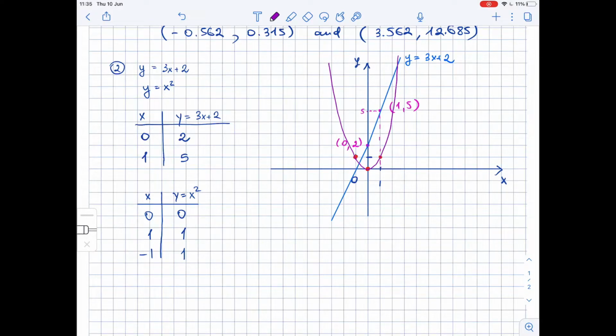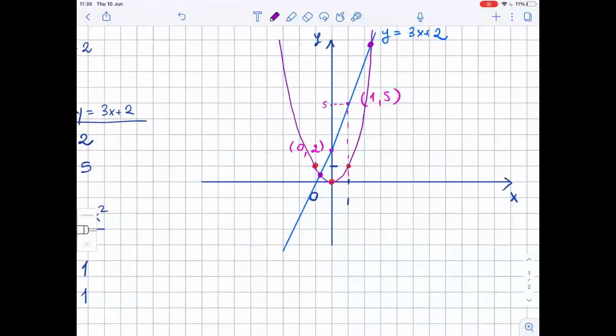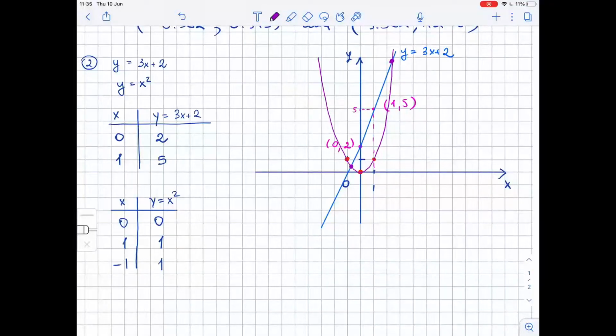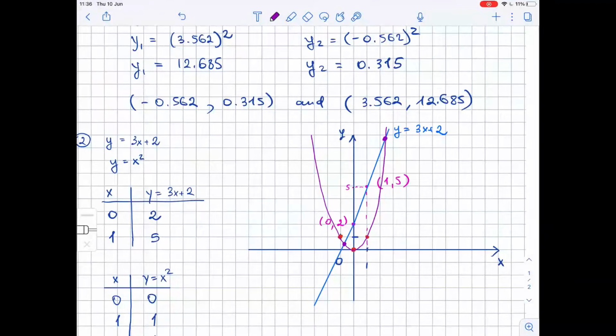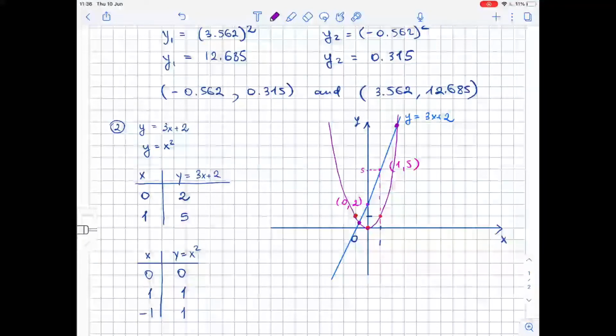To find the solutions graphically, we just need to look at the points of intersection. So we have 2 points of intersection right here and right here. We cannot see the numbers clearly from our graph because the solutions are not integers, but we see that the solutions which we found algebraically correspond to the intersection points on this graph. So the solutions of our system of equations are these.